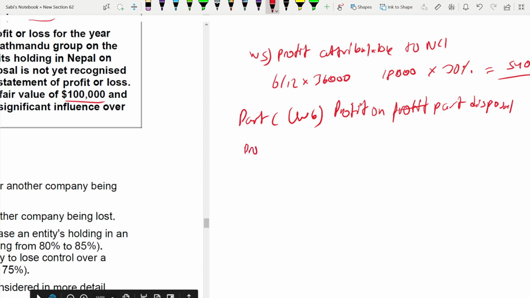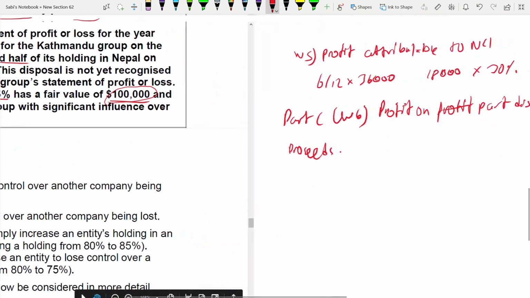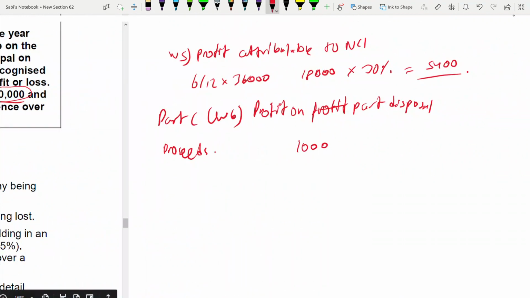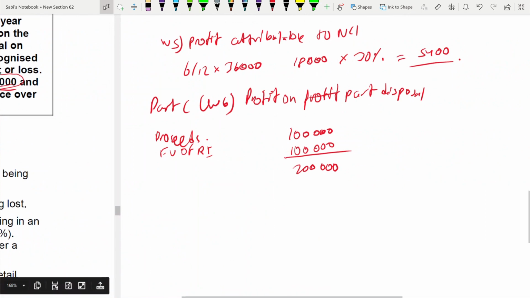Proceed. Okay. You sold it for 100,000. I've already highlighted here. You'll be having a fair value of retained interest, RI. Already they have given 100,000. Where did they give you this? It's very important to find the place. This one. They have sold it for 100 and fair value is 100,000. Both are 100,000. And the good thing is when I'm finding net assets, NCI, goodwill, I don't have to redo it again. Already I've done it for part A. So answers are there. I will use it here simply.